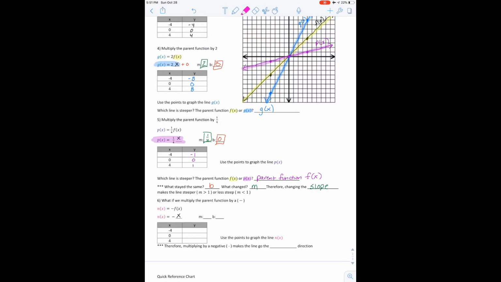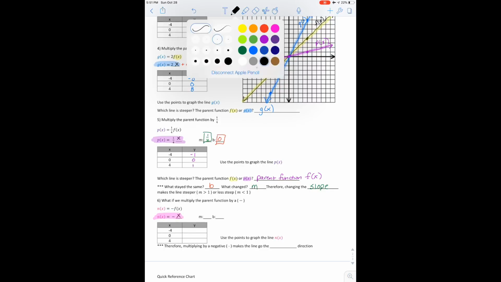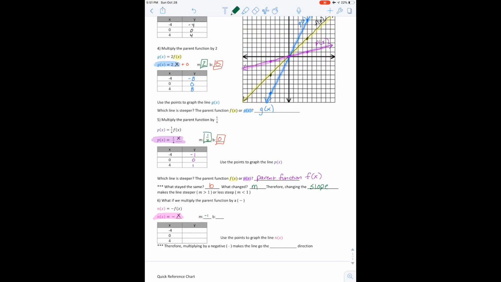And I'm going to highlight this one. We'll use pink this time. All right, so m is a -1. B is 0, right? That's like adding 0 on, just like we were doing up here. All right, so let's get our points. Then when x is -4, y is going to be positive 4. When x is 0, the y is going to be 0. When x is 4, it'll be -4.